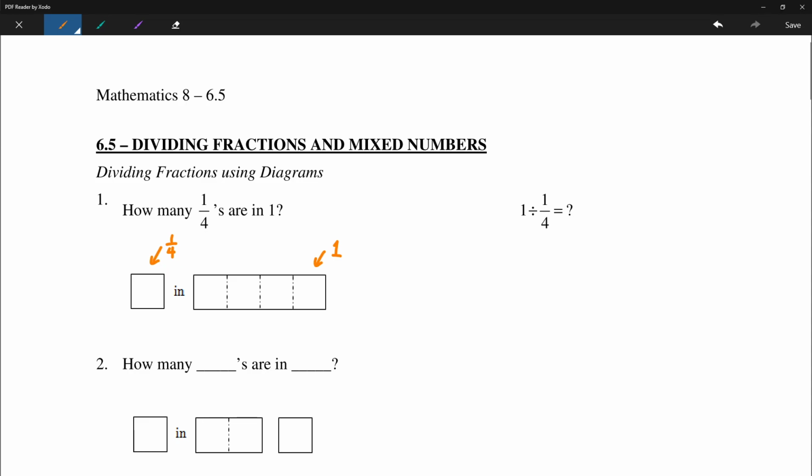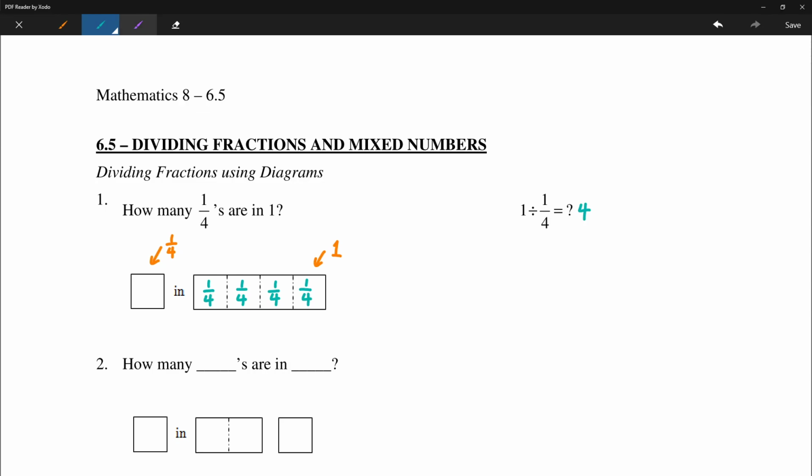So each one of these will be 1/4. So first quarter, second quarter, third quarter, and the fourth quarter. And what that means for us is that 1 divided by 1/4, as we can see on the right, is going to be equal to 4.